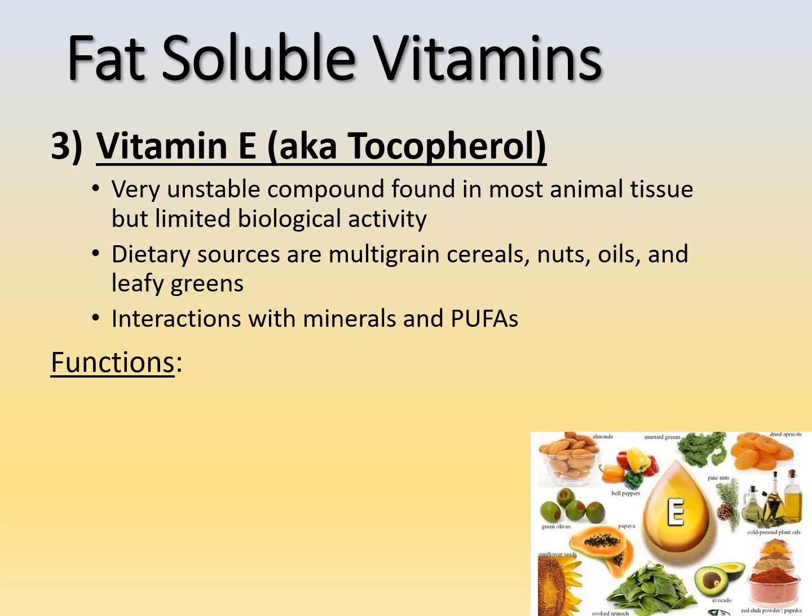There are some good dietary sources of vitamin E, multigrains, nuts, oils specifically as a big one, as well as those leafy greens. And we'll talk a bit more about its interactions, especially with minerals, specifically selenium. They kind of work hand in hand together for a lot of stuff, as well as those polyunsaturated fatty acids, or PUFAs, those omega fatty acids, also work together with vitamin E.